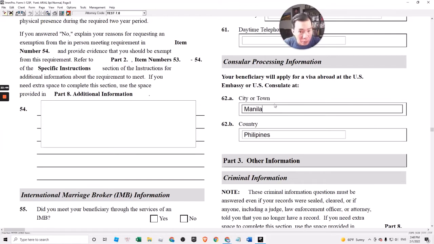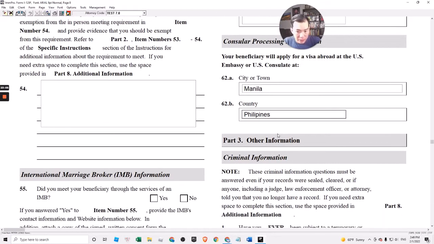The same thing in Mexico. I understand that there are so many U.S. consulates in Mexico. You have to select the correct U.S. embassy or U.S. consulate. In this case, I choose Manila because only one U.S. embassy in the Philippines processes this type of visa. So I put Manila, Philippines here. You have to check again with the U.S. embassy in your fiancé's country.